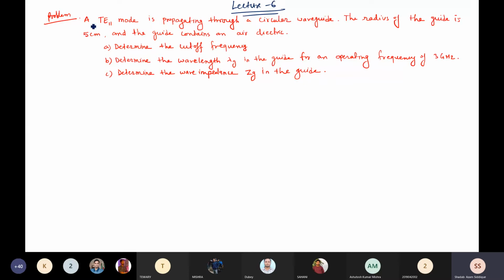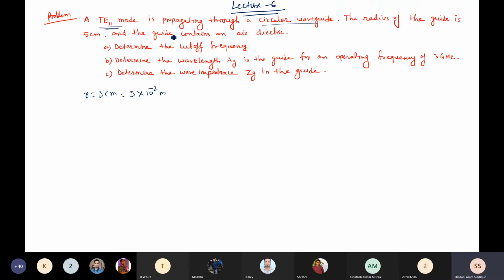Now in today's class, we have one problem, and then we will see the TM mode. So we have one problem on the dominant mode, that is the TE11 mode, propagating through a circular waveguide. The radius of the guide is 5 centimeters. So R is given as 5 centimeters, which can also be represented as 5 into 10 to the power minus 2 meters.